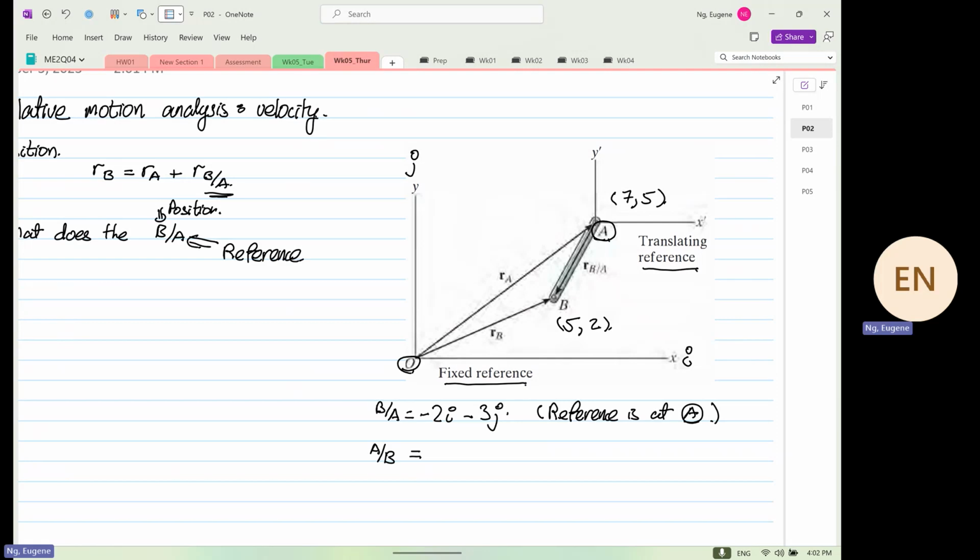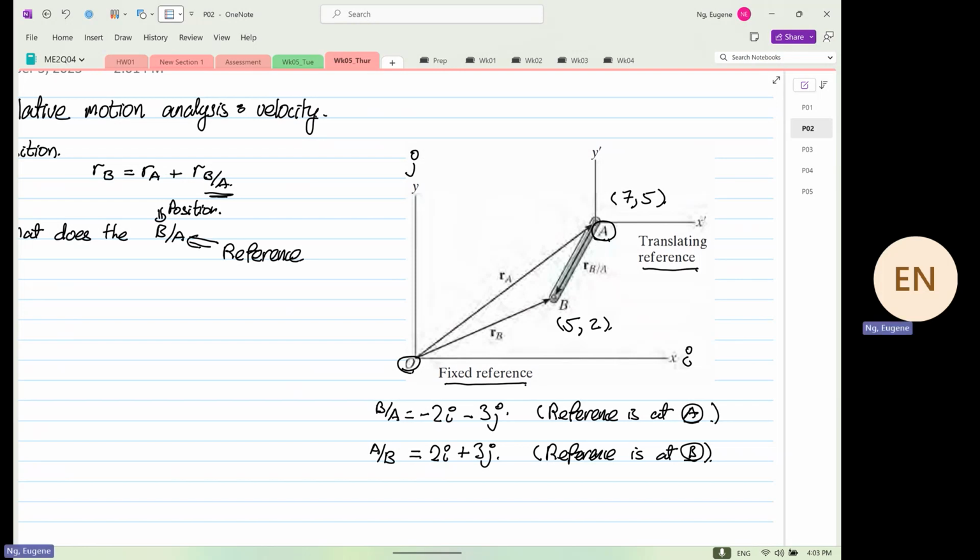is from point B, right? So now it becomes what? 2I plus 3J. So for this, the reference is at point where? Point B. Make sense or don't make sense? Okay, where the reference point is. Okay.